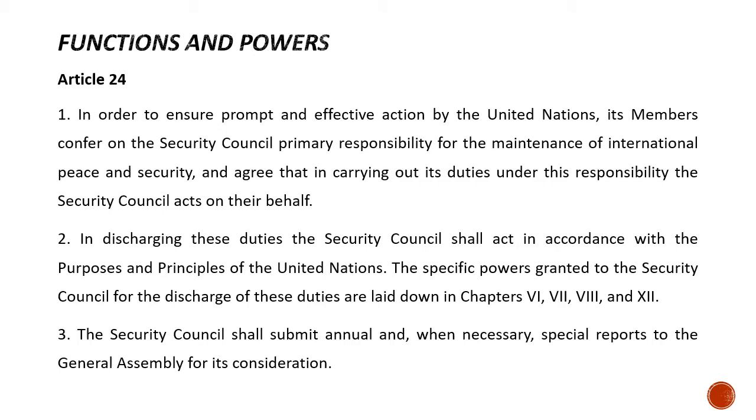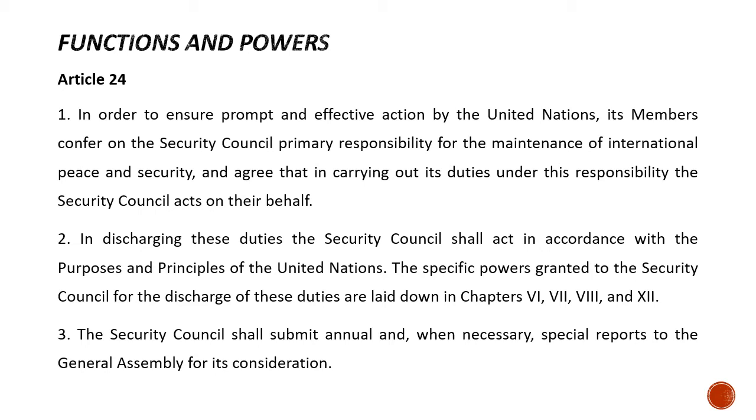Functions and powers. What are the functions and powers of the United Nations? Article 24 explains the functions and powers of the United Nations. First, in order to ensure prompt and effective action by the United Nations, its members confer on the Security Council primary responsibility for the maintenance of international peace and security, and agree that in carrying out its duties under the responsibility, the Security Council acts on their behalf.